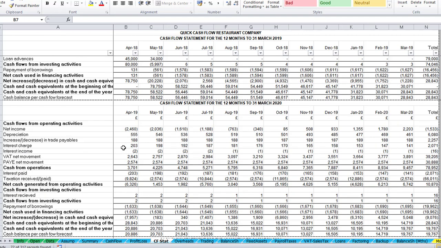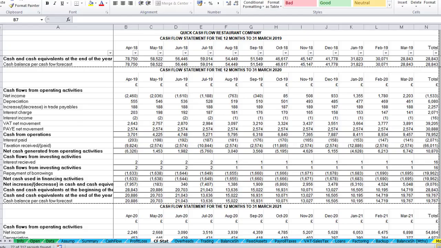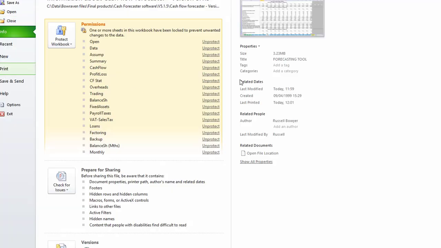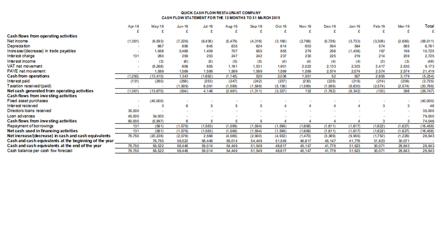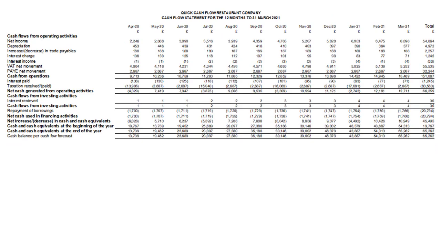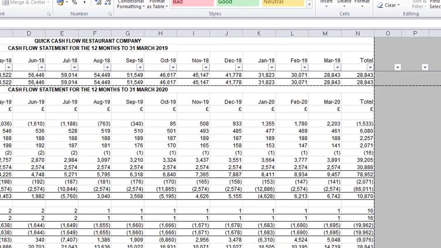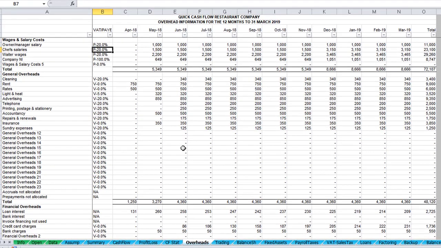And again, in the same way, you've got your 3 years. So if I was to print that, you've got year 1, year 2, and year 3 in the same way. There's also your overhead report.